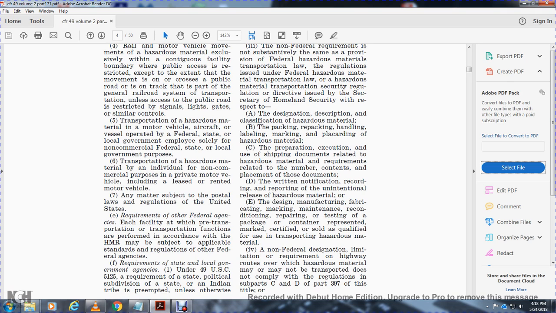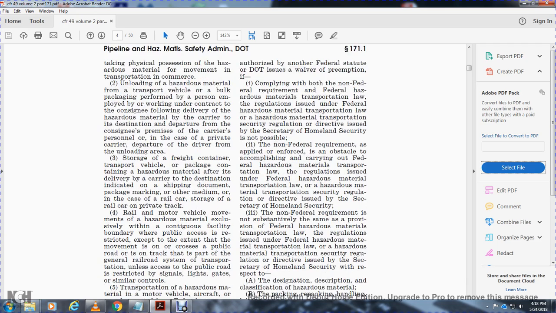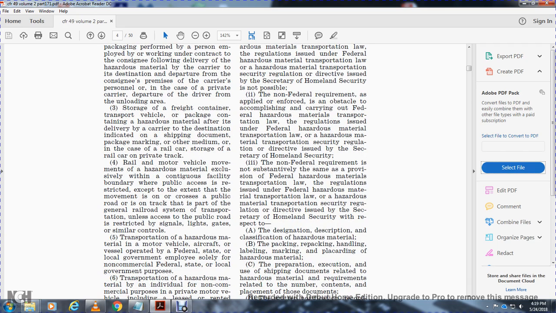The requirements of state and local governments and Indian tribes are permitted unless otherwise authorized by another federal statute or a waiver of preemption is issued. Comply with both the non-federal requirements and the Federal Hazardous Material Transportation Law, its regulations, and the Hazardous Material Transportation Security Regulation Directive issued by the Secretary of Homeland Security. Not possible: the non-federal requirement is applied and enforced as an obstacle to accomplishing or carrying out the Federal Hazardous Material Transportation Law, regulations, or directive issued by the Secretary of Homeland Security. Non-federal requirements must be substantially the same as the provisions of the federal law, regulations, and directive.